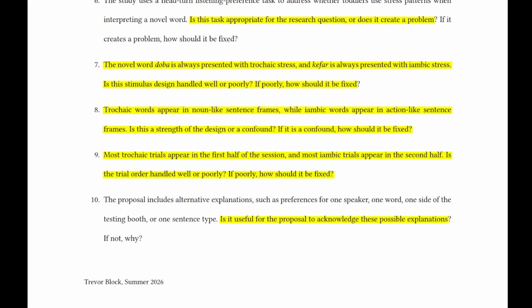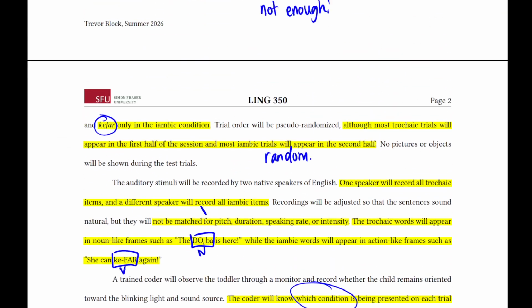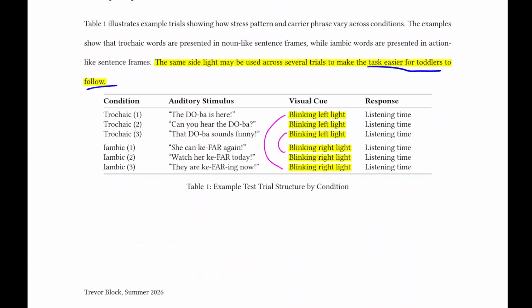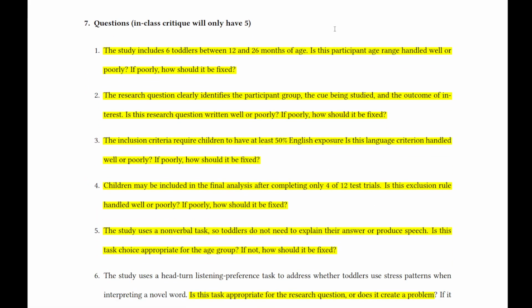Of course, in class, it will be shorter, so it'll only be 2 pages, 1.5 pages double-spaced. And the questions will be more general. So this asks about very specific things. Instead, the questions will be like, is the inclusion criteria handled well or poorly? If poorly, how to fix? Is the exclusion criteria? Is the task designed well? Is the trial order fine? So instead of giving very specific points to look at, it's just talking about like a general aspect of it. And then you'll be able to analyze the 2 or 3 sentences there to say whether it's good or not.